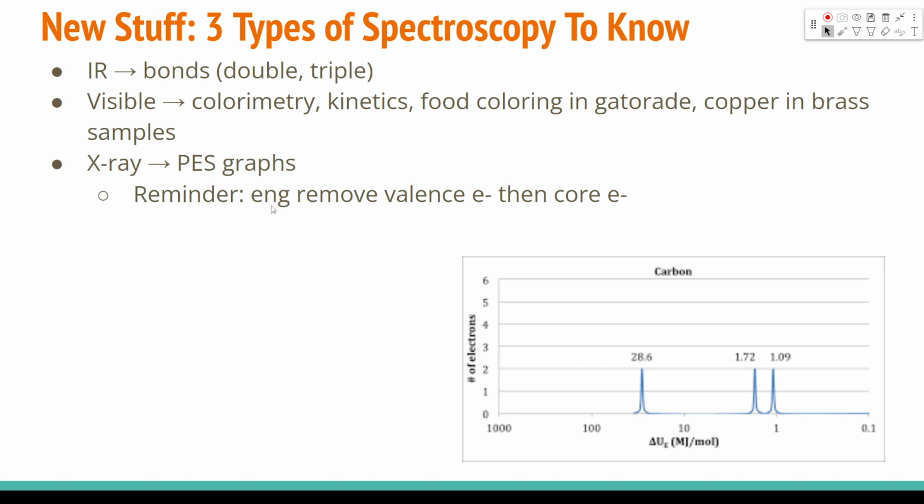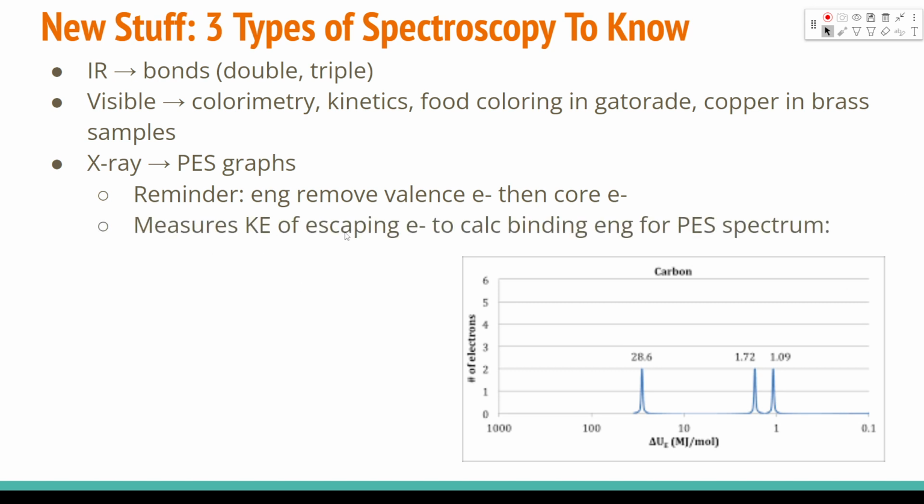We're using the energy scale to see how much energy it takes to take out the electrons. So first we're removing the valence, which is the most right one, and then we get closer and closer to the other core electrons. We're measuring that kinetic energy to make them escape. So here's our PES spectrum, our PES graph, so just remember that.